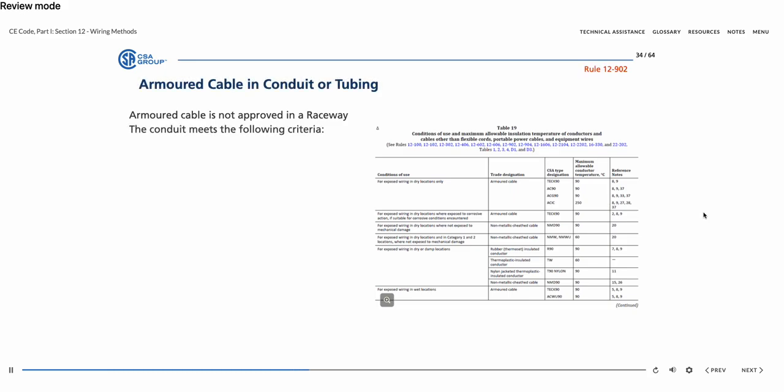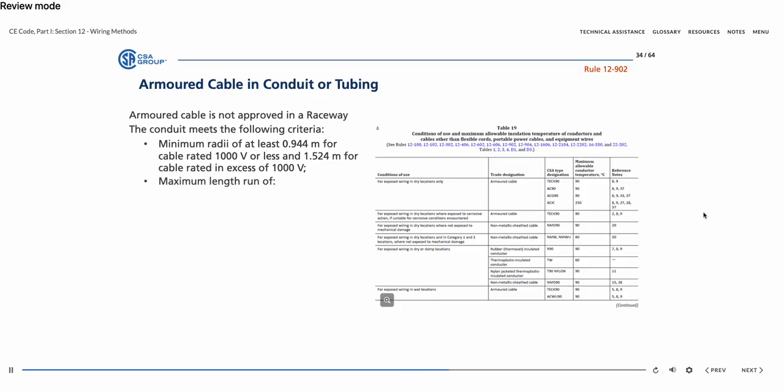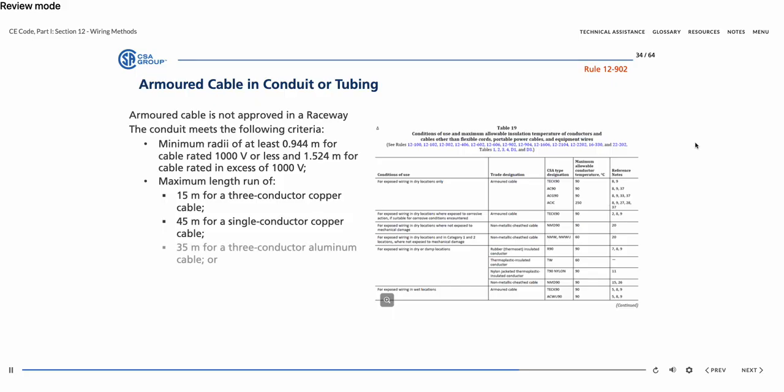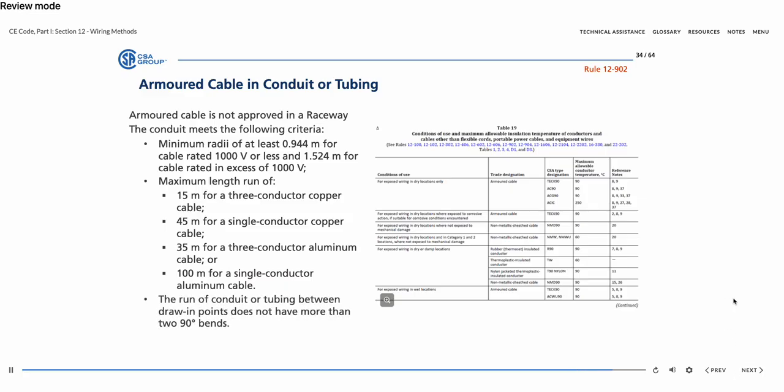If armored cable is used, the conduit must meet the following criteria: a minimum radii of at least 0.944 meters for cable rated 1,000 volts or less, and 1.524 meters for cable rated in excess of 1,000 volts. It is limited to a maximum length run of 15 meters for a 3-conductor copper cable, 45 meters for a single-conductor copper cable, 35 meters for a 3-conductor aluminum cable, or 100 meters for a single-conductor aluminum cable. Lastly, the run of conduit or tubing between draw-in points does not have more than 2 90-degree bends.